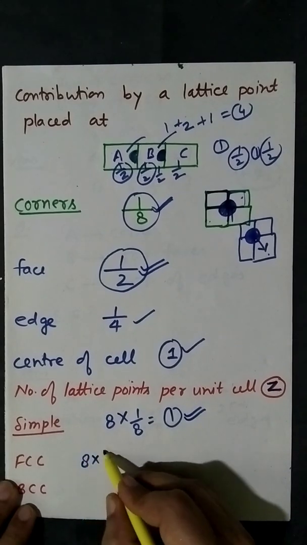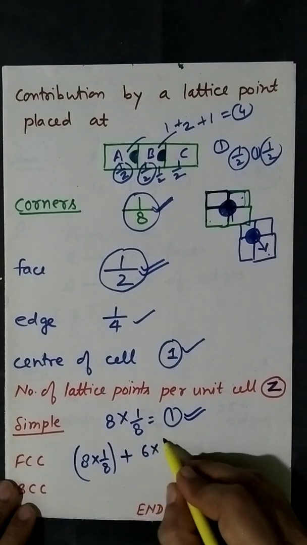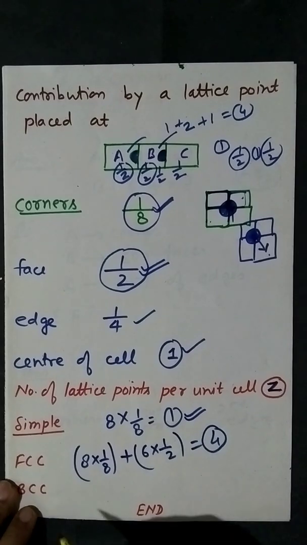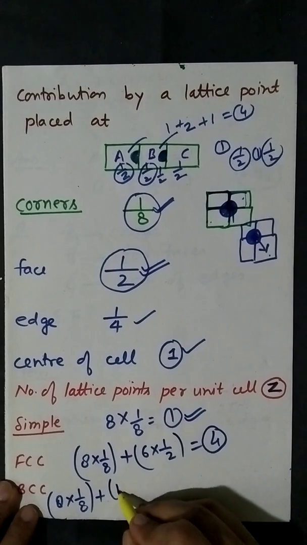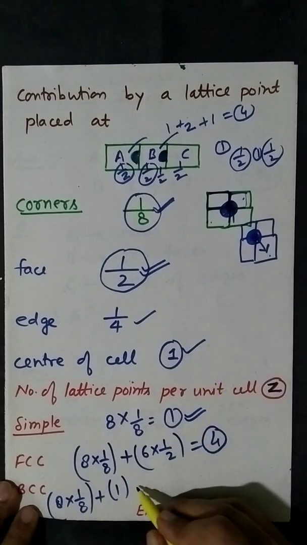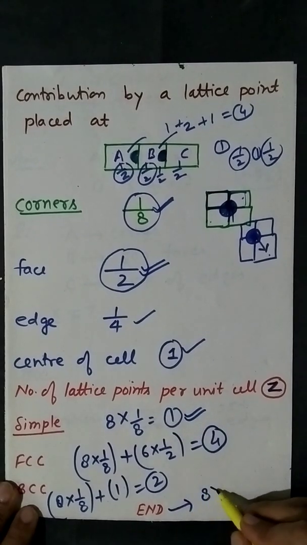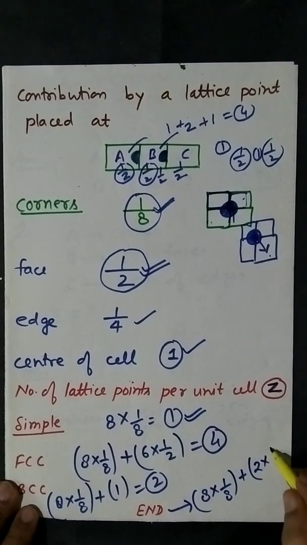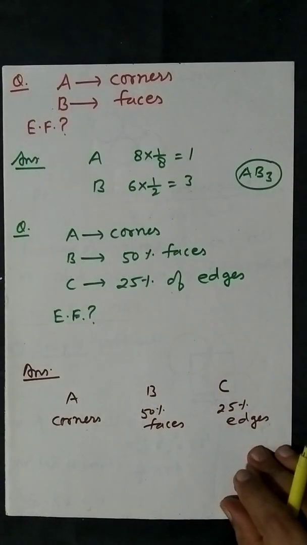For FCC, 8 corners plus 6 faces, and contribution of face is only half, so it is 4. In BCC, once again 8 corners plus 1 particle placed at center and the contribution of center is 1, so it is 2. And similarly end centered, it has 8 corners plus 2 opposite faces and contribution of face is half, so it is also 2. So these are the number of particles placed per unit cell.